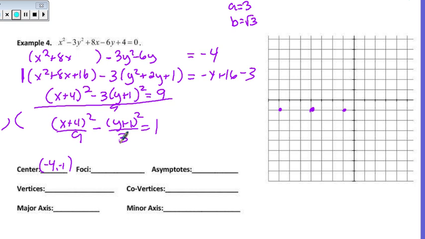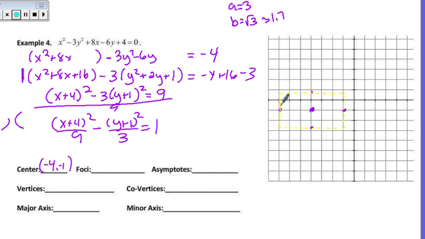square root of 3 is about 1.7. So we're just going to have to guesstimate. It's 1 plus a little bit more than half, 1 plus a little bit more than half. That helps us to create the box. That's going to help us with our asymptotes.